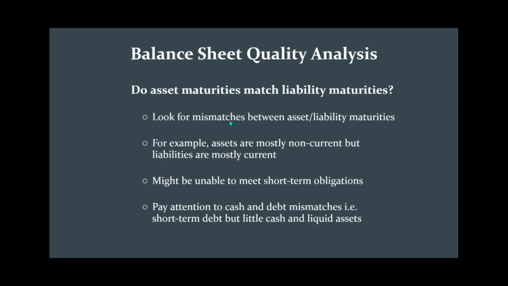Third question, do asset maturities match liability maturities? Look for mismatches between asset and liability maturities. For example, if assets are mostly non-current but liabilities are mostly current, you have a mismatch there. The company might be unable to meet short-term obligations if they mismatch.